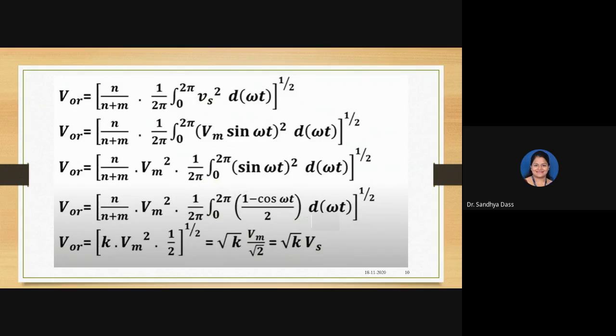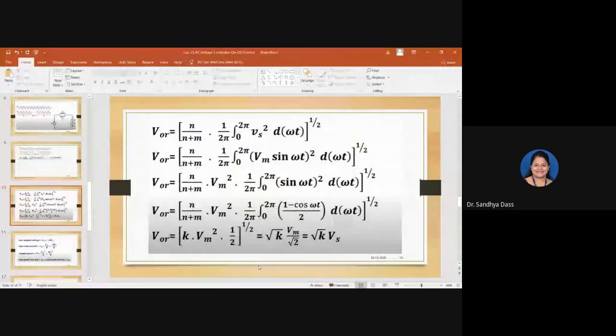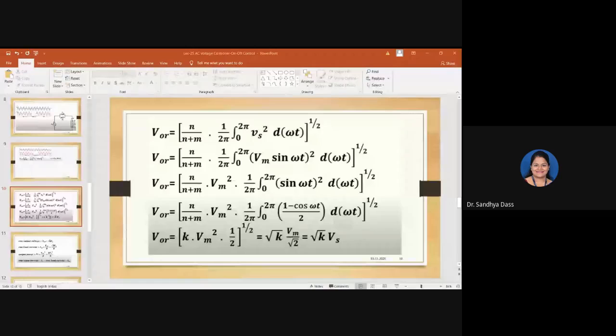I will give some time, please note down. So all these are different expressions related to the AC voltage controller, that is integral cycle control, the on-off method. Can I proceed? Should I wait or I'll proceed?